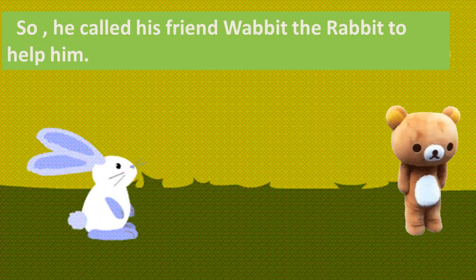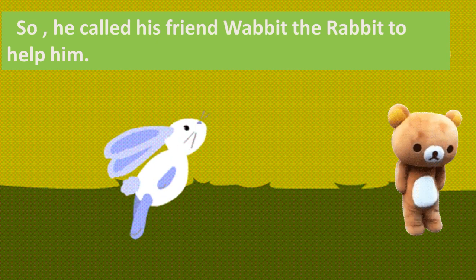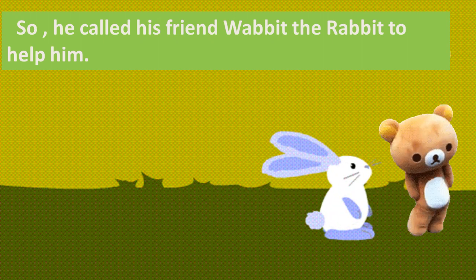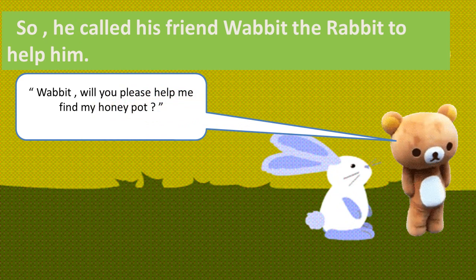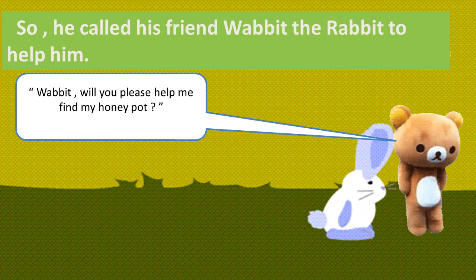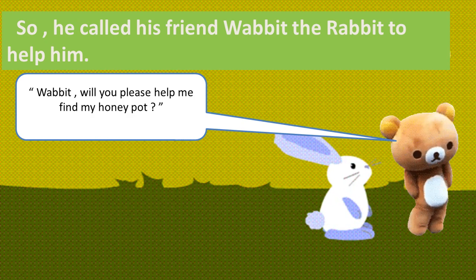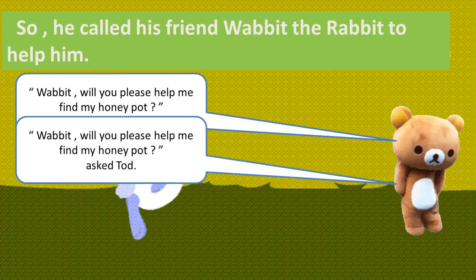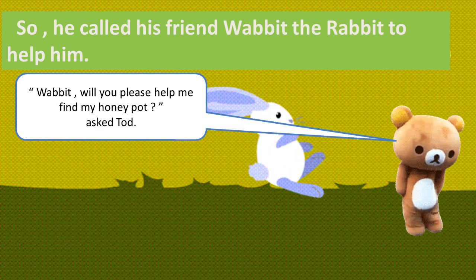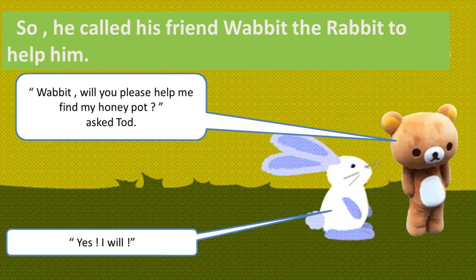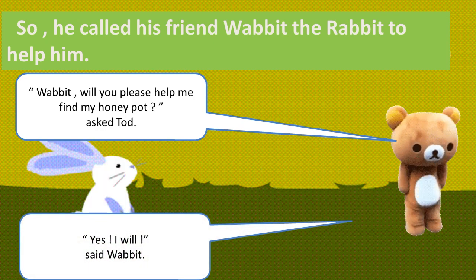So he called his friend Wabbit the rabbit to help him. Wabbit, will you please help me find my honey pot? Wabbit was a very good friend of Tod, and he loved to help his friends. Wabbit, will you please help me find my honey pot? asked Tod. Yes, I will, said Wabbit.